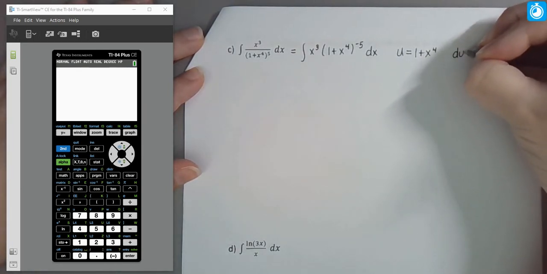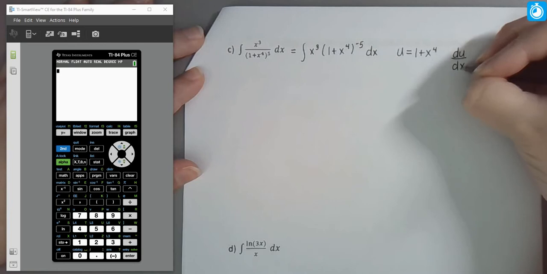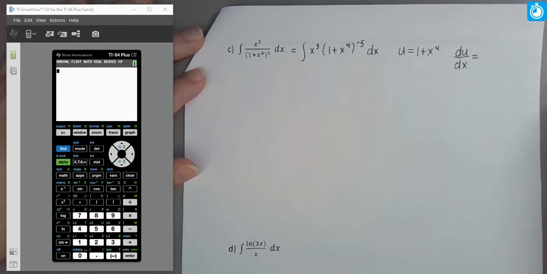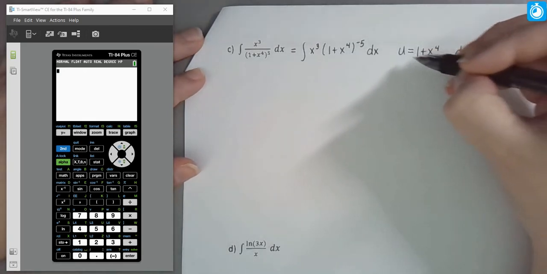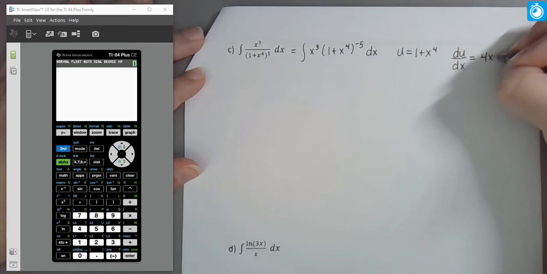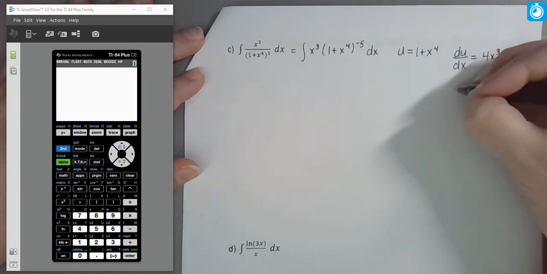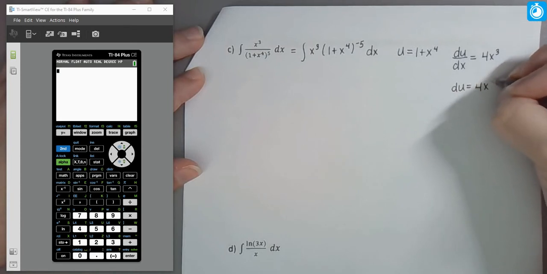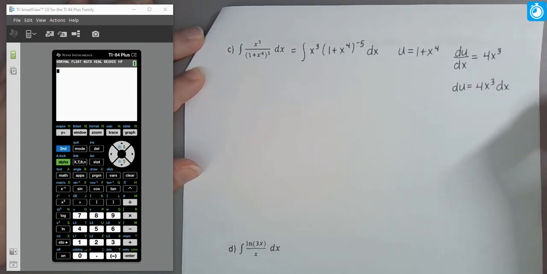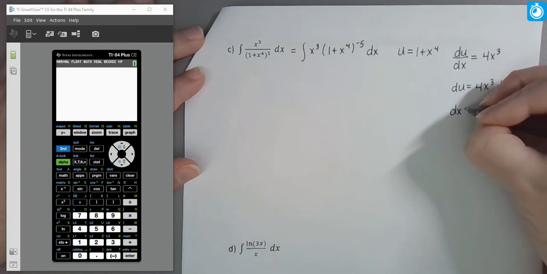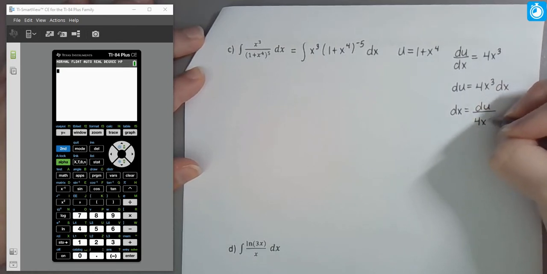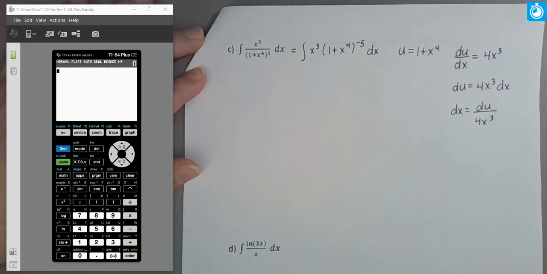So in order to change our variable of anti-differentiation, we need our differential. Excuse me, I said differentiation, anti-differentiation. So we're going to take the derivative, so that's going to be 4x cubed. And again, isolate our two differentials. So du is equal to 4x cubed dx, and then divide by 4x cubed, and so we get dx is equal to du divided by 4x cubed.